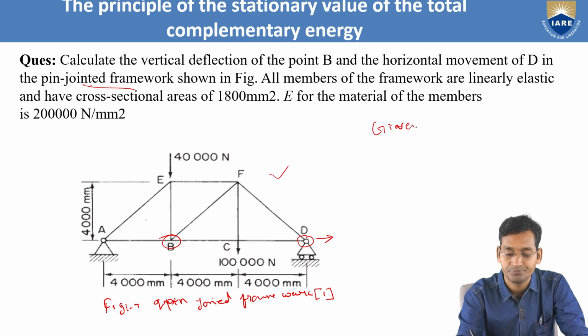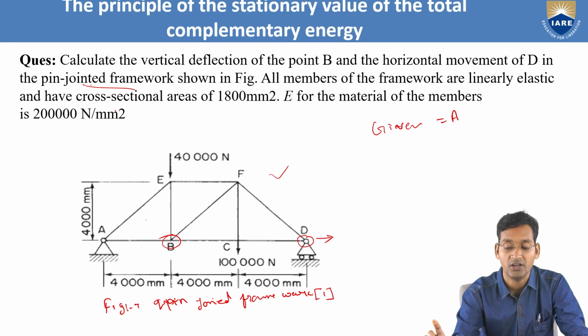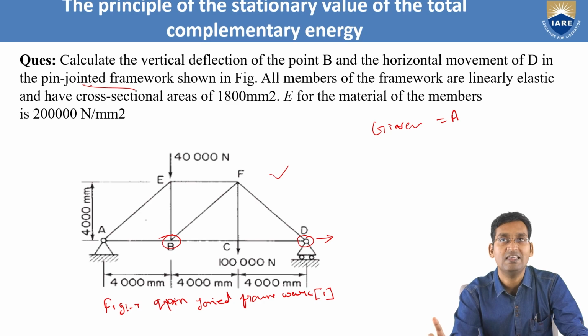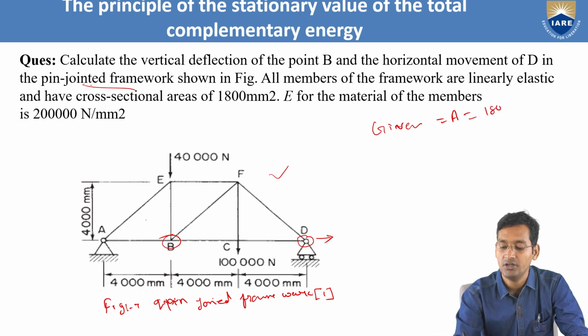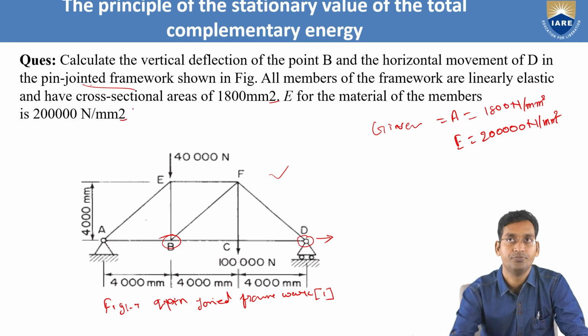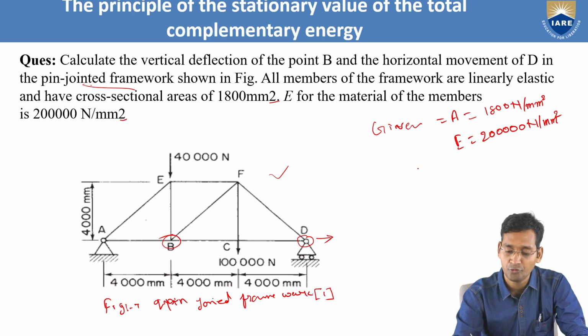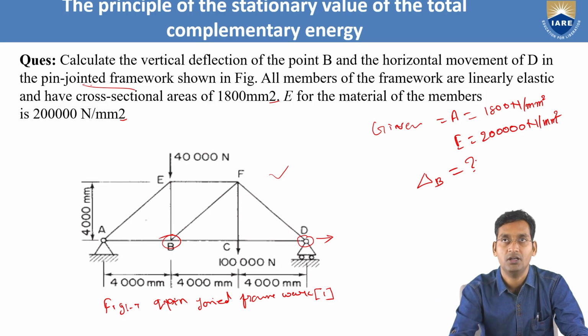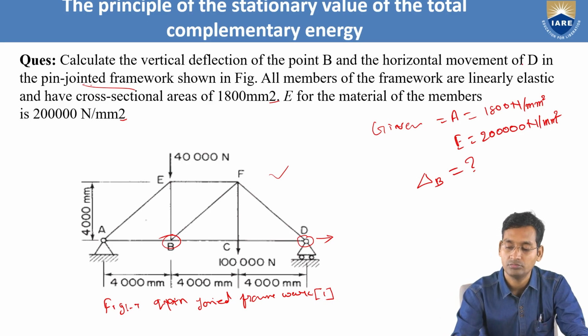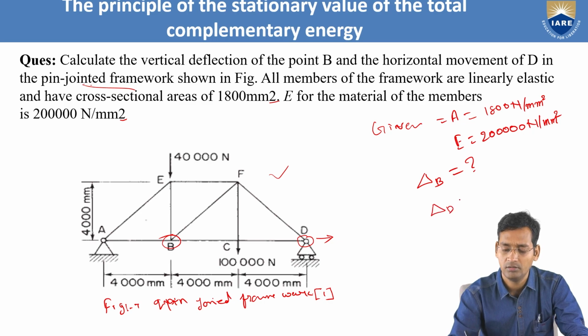So here what is given? Given is the cross-sectional area, A value, which is uniform for all members, so AE is not required here, and it is given as 1800 mm square. Then E is given as 2 lakh Newton per mm square. These two are given. Now what we have to find: the deflection at B, so delta B, and the horizontal movement of D, delta D.